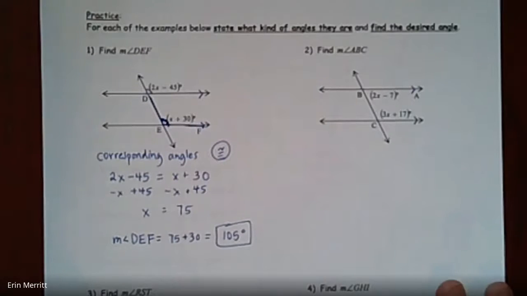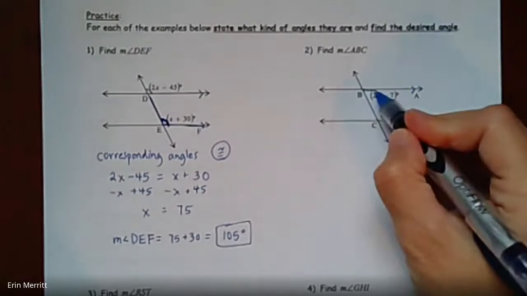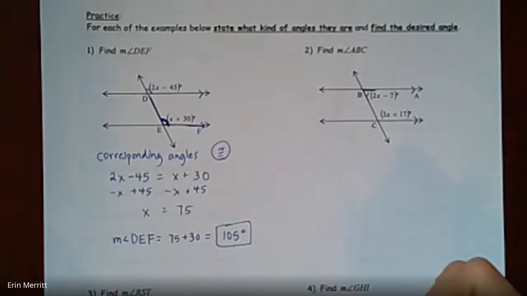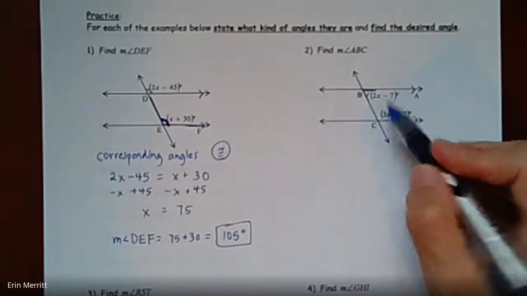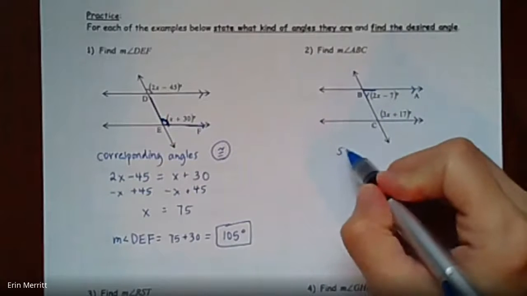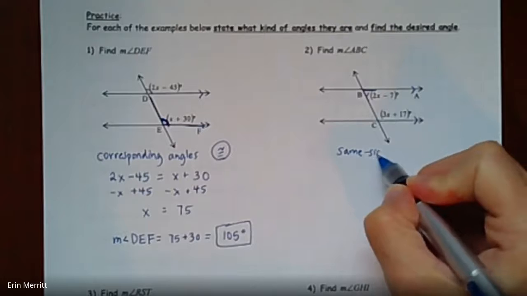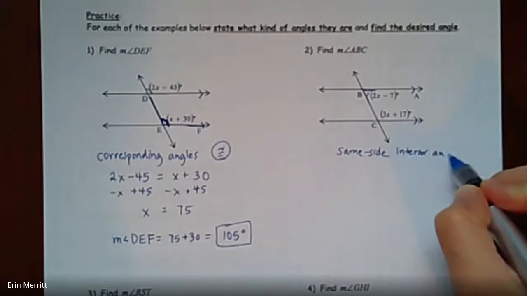Let's take a look at number 2 right next to it. So find the measure of angle ABC. Ultimately, we're going to want this guy here. But take a look at what is labeled. We've got angles that are both on the interior and they're both on the same side of the transversal. So it literally means we've got same side interior angles.